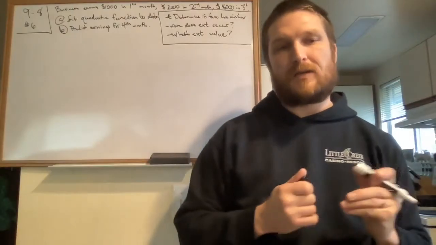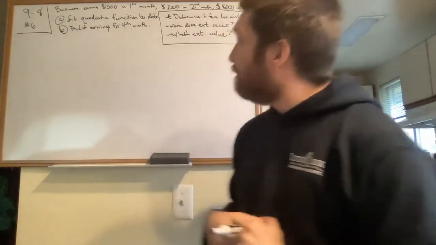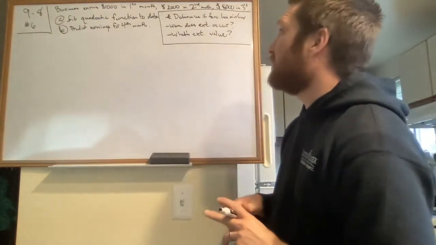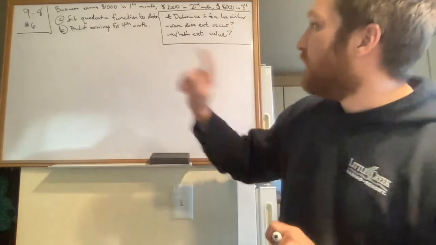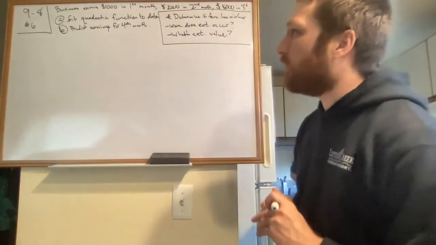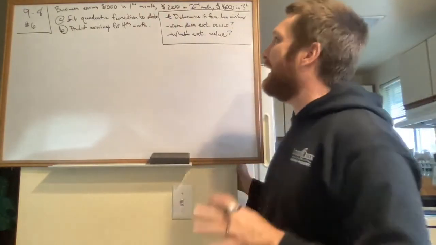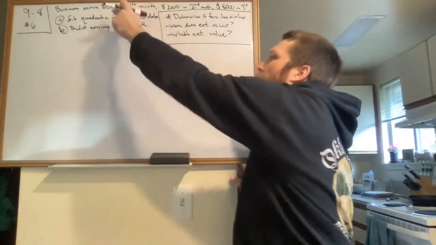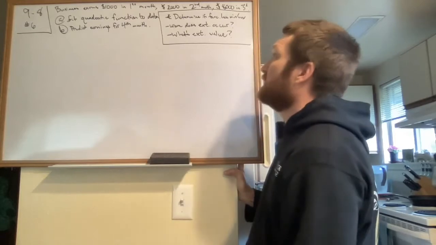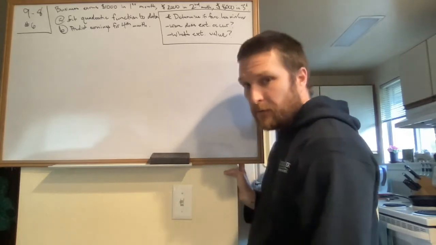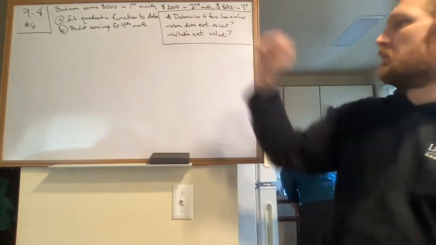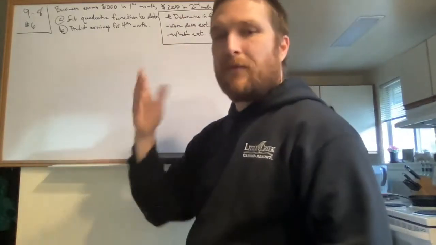Chapter 9, section 8, problem number 6 says that a business earns $1,000 in the first month, $2,000 in the second month, $8,000 in the third month. We are supposed to fit a quadratic function to the data. Use that to predict the earnings for the fourth month. And I have added on to that. Determine if that function that you find has a min or a max. If so, where does it occur and what is the value? Here I'm saying, where does the extremum occur and what is the extreme value? Just a fancy way of saying either min or max.